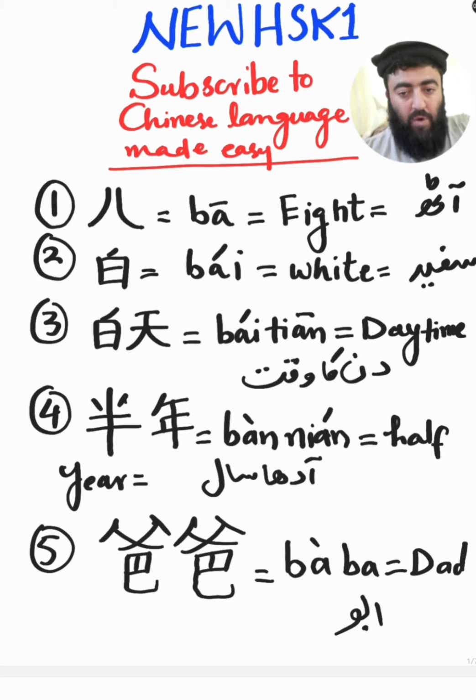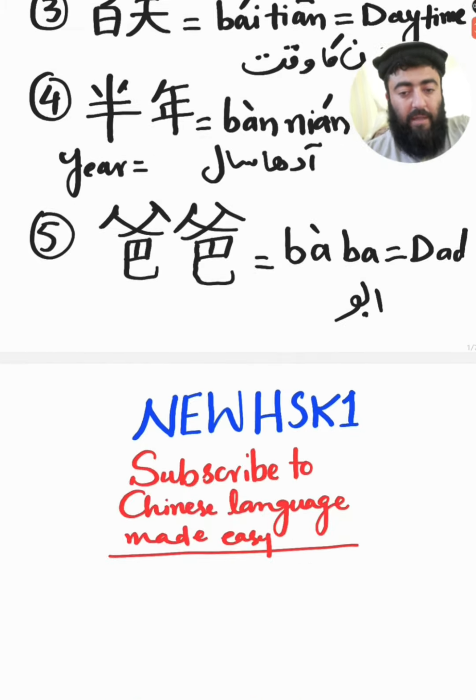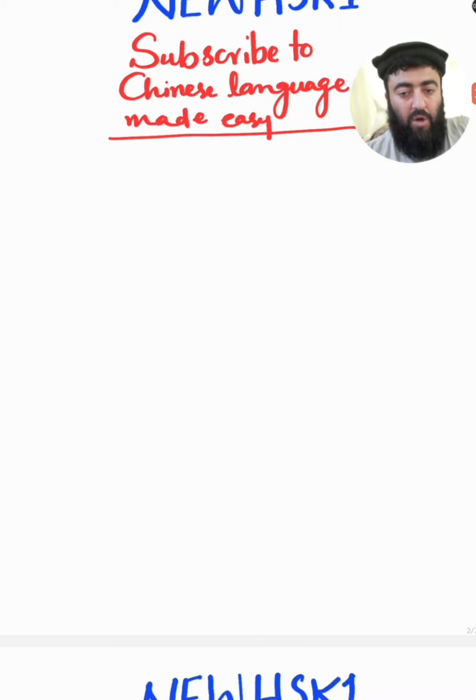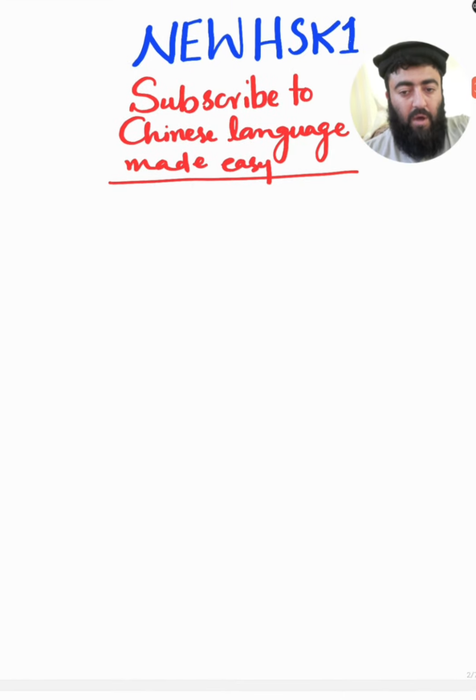So the first word is bā, means 8, yani 8. Bái means white, yani safed. Báitiān, daytime, din ka waqt. Bànnián, half year, aadha saal. Bàba, dad, Abbu. Okay, let's proceed towards other words.